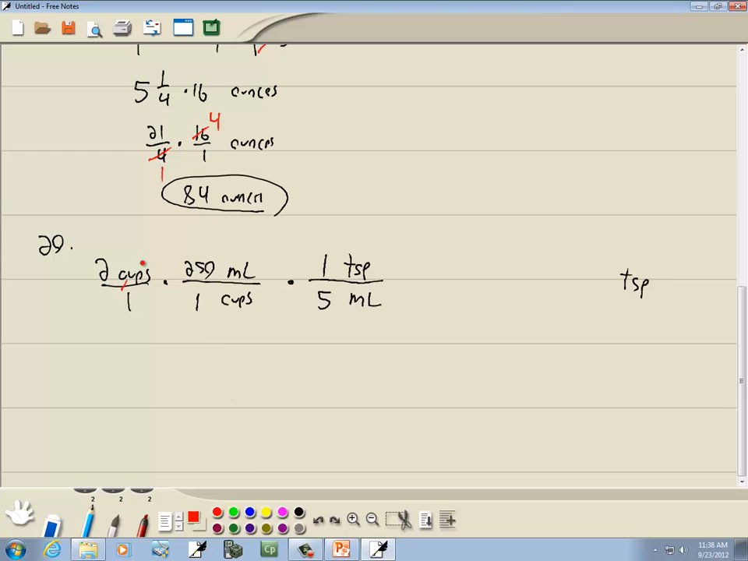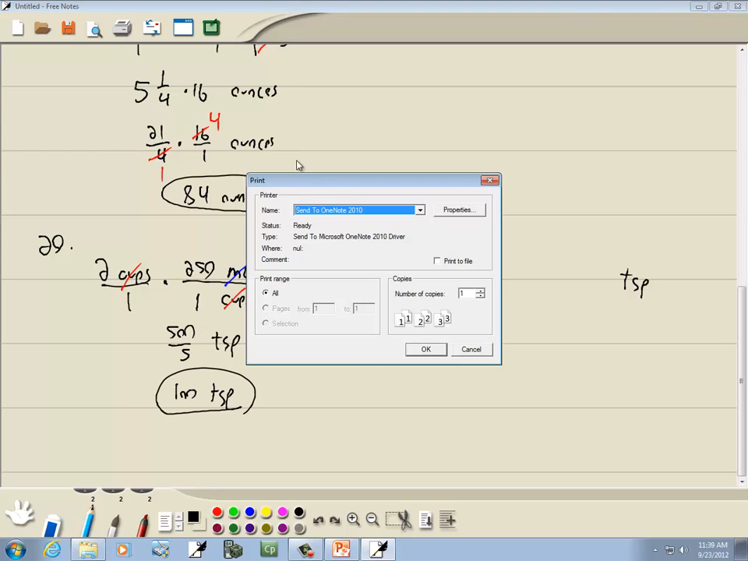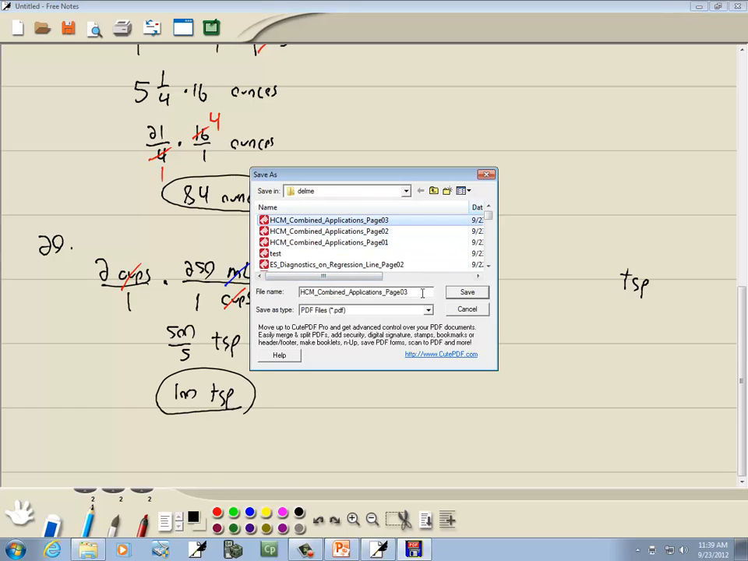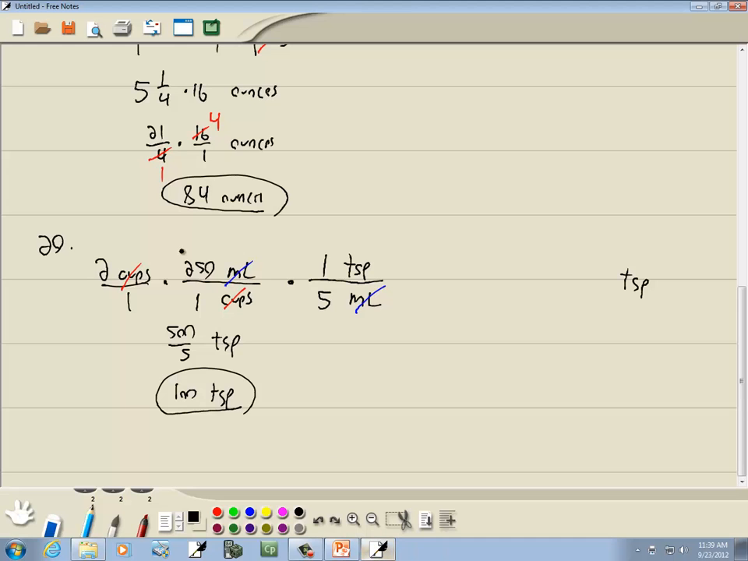Well, cups cancels with cups. Milliliters cancels with milliliters. And we're left with teaspoons, which is what we're wanting. 2 times 250 is 500 over 5 teaspoons, which gives us 100 teaspoons. Now I'm making these numbers up, so don't assume that we need to give a patient 100 teaspoons. And let me save this. I'm starting to feel better. I think math's healing me.